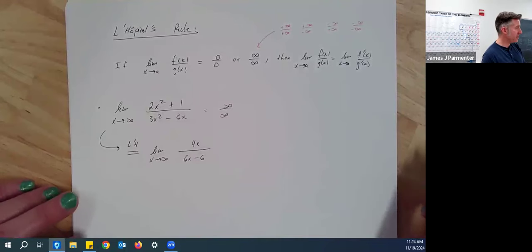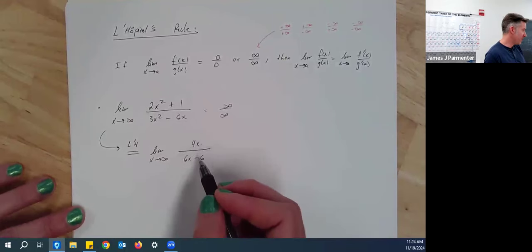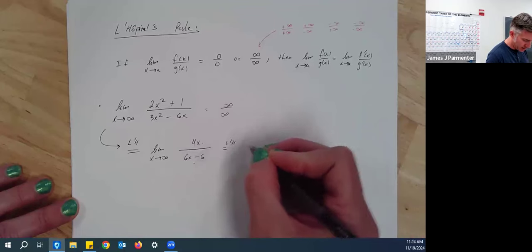Technically, this is still an infinity over infinity type. If you plugged in infinity for x, you would get infinity on the top and infinity on the bottom. So we do it one more time. We use L'Hopital's rule again. We do need to write the limit because we're still taking a limit.